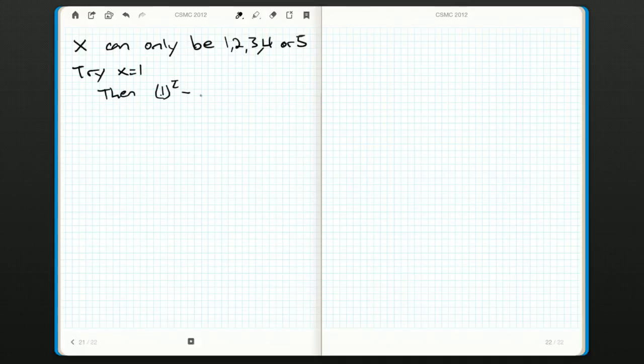So we have 1 squared minus 2y squared equals 1. So that tells me that 0 is going to be equal to 2y squared. And that tells me that y is going to be equal to 0. That doesn't work. We want y to be a positive integer.